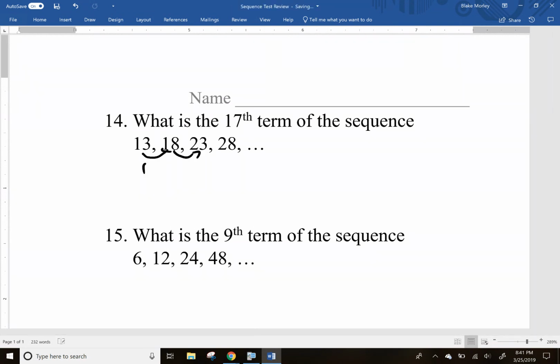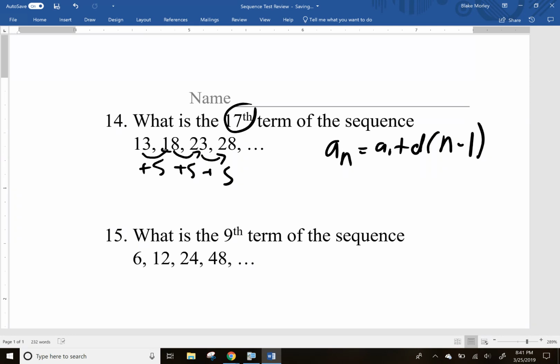it looks like my pattern is +5, +5, +5. All right, well, if the pattern is +5, then that's an arithmetic sequence. So I'm going to use my arithmetic formula, make this first, and then I'm going to plug 17 in for n to find the 17th term.